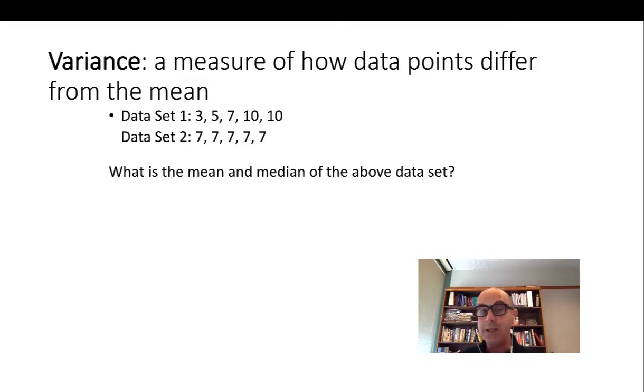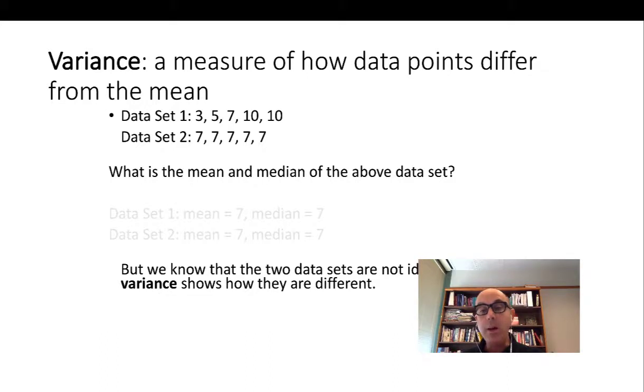So the variance is a measurement of how points differ from the mean, which means if set 1 consists of numbers like 1, 2, 3, 5, 7, 10, and 10, and the second set consists of 7, 7, 7, 7, 7, what is the mean and what is the median of the above sets? So we have the ability to calculate the mean of the two sets and make a comparison. And in this case, the mean and the median are equal.